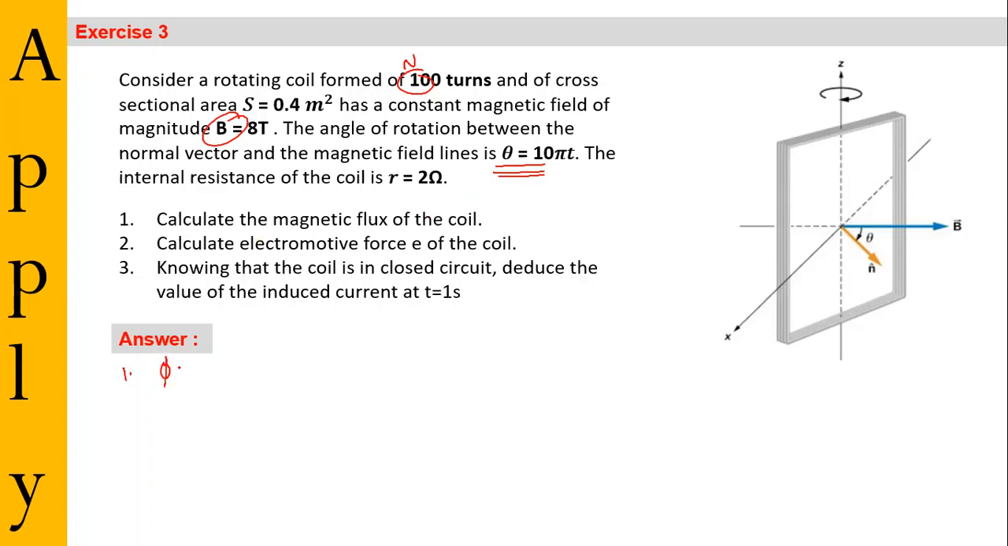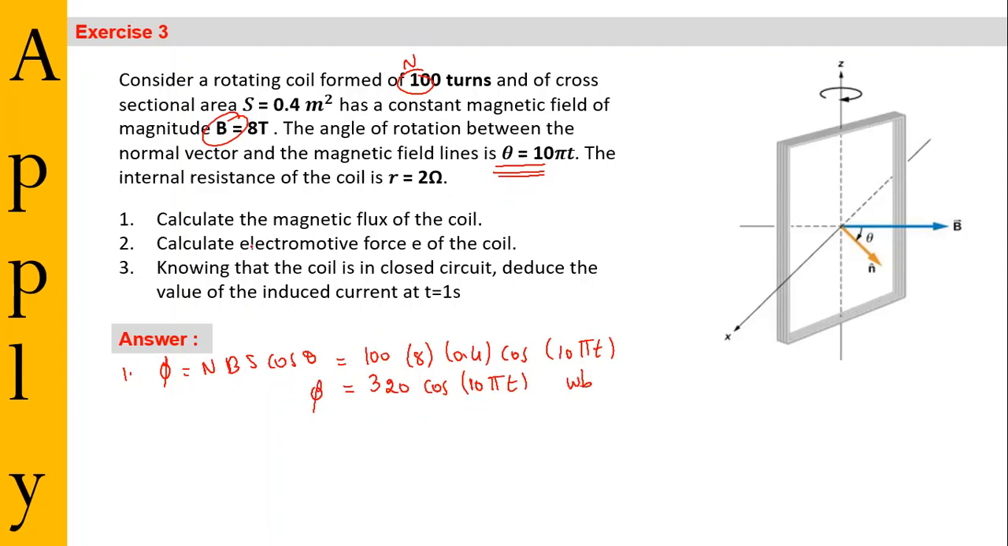Part 1, phi is equal to N B S cosine theta. We have N is 100, B is 8, S is 0.4, and it's cosine 10 pi t, which will give as answer 320 cosine 10 pi t. We notice it's variable. Now calculate the electromotive force E of the coil.